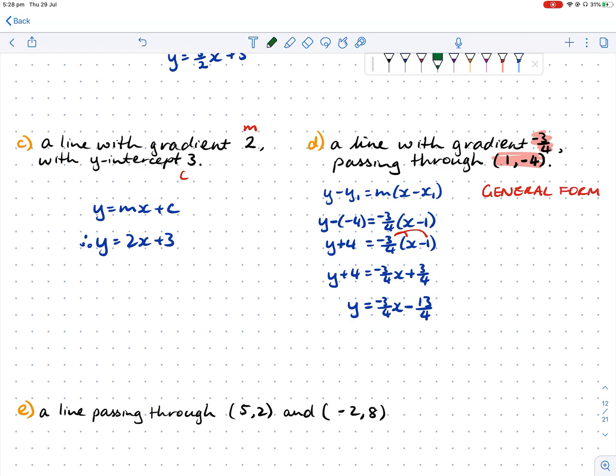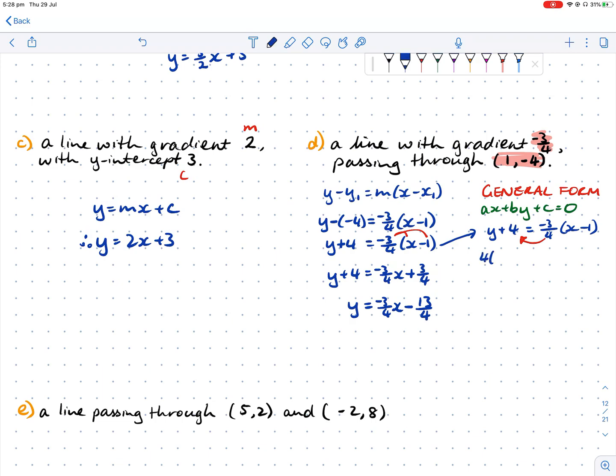So just a reminder, that was ax plus by plus c equals 0. So that's what we want to be using. So what we're going to do here, rather than expanding that bracket: y plus 4 equals negative 3 over 4 (x minus 1). We're going to take that 4 in the denominator and multiply it across to the left-hand side. So when we multiply it across, we get rid of all of those fractions.